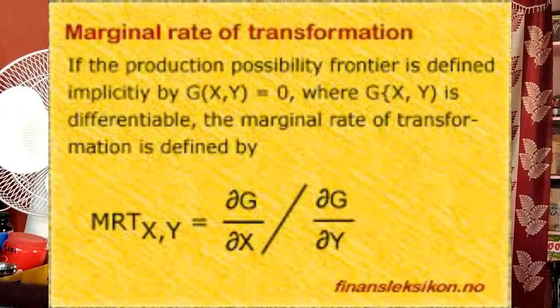Now we are discussing economics. Today we are discussing the marginal rate of transformation. Marginal rate of transformation is the number of units or amount of a good that must be foregone to create and attain one unit of another good.